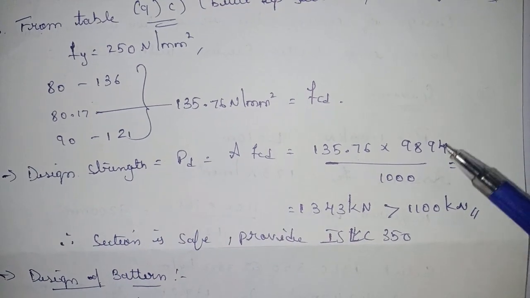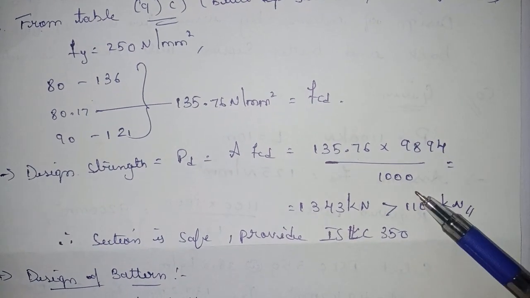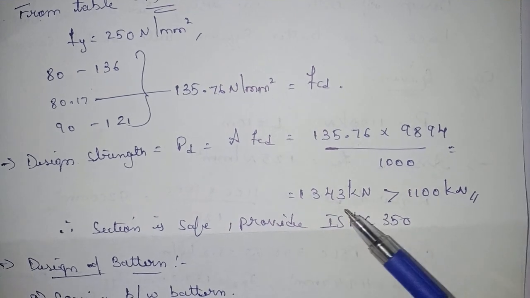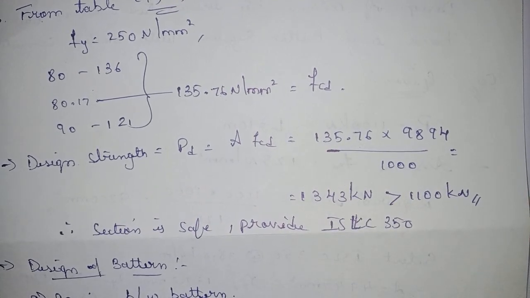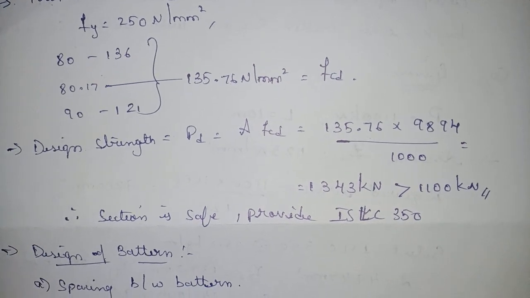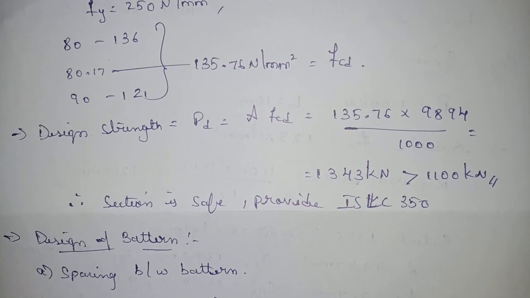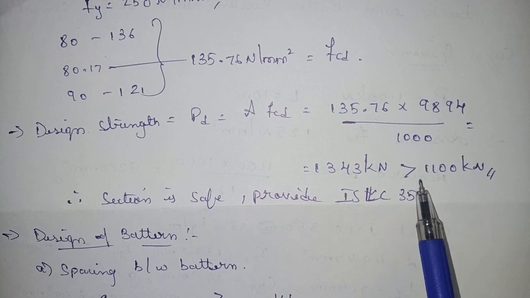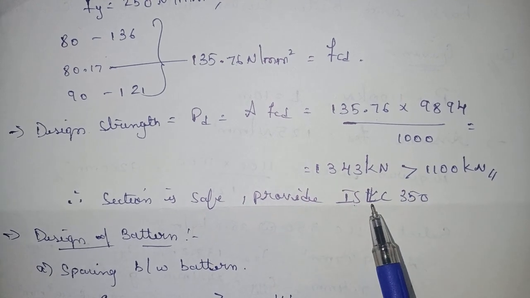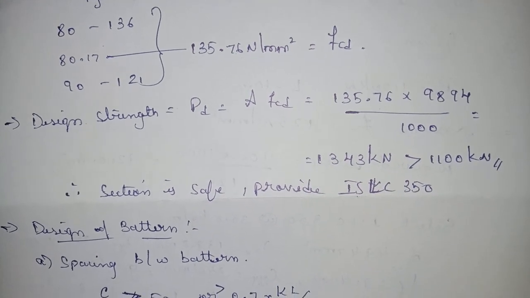So you know what is the area, you know what is fcd, divided by 1000 will convert into newtons. So this is your answer, and that is greater than applied force. So at this stage, if it is not safe, again you need to go back to the very first step of calculation of area. Take the higher area and then you need to calculate all this again. Then, so we can conclude it as it is safe for us now. So ISLC 350 is fine for us.